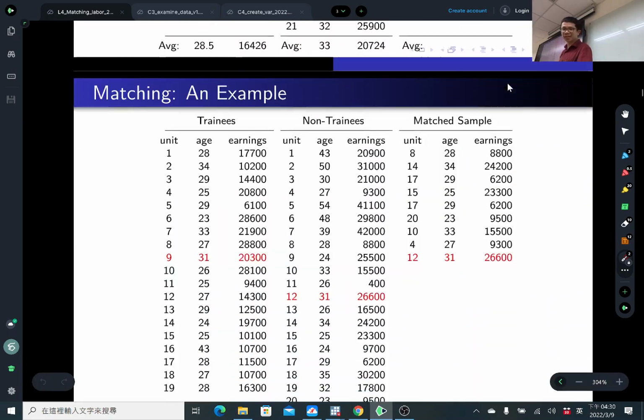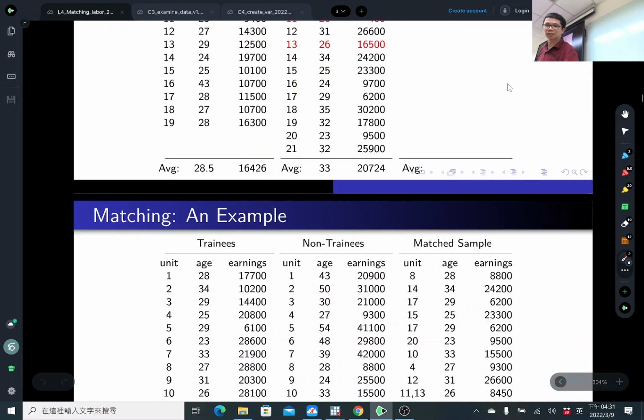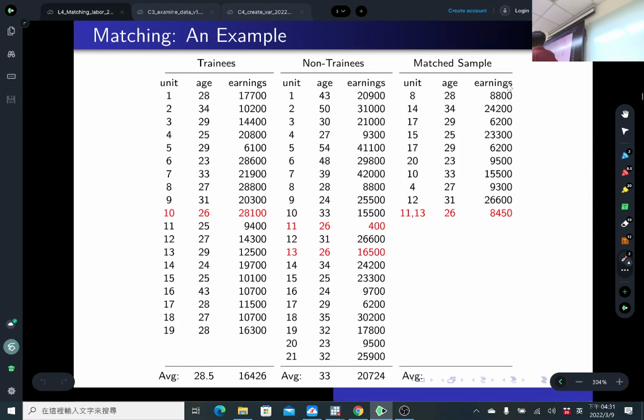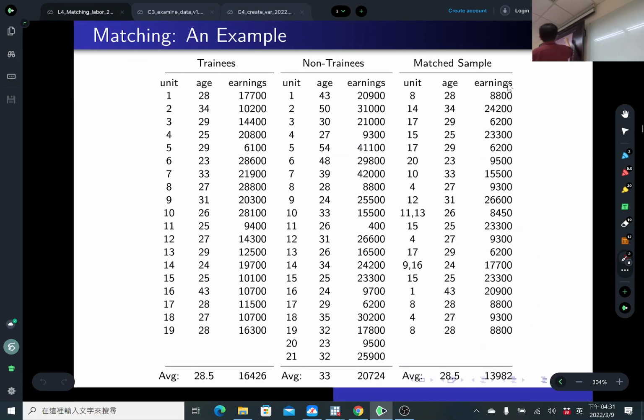Then you do the same process over time, and sometimes you might find there are two guys within the control group who have the same age as the treatment unit. So in that case, you just take the average of their earnings. Okay, sometimes like this. Or three guys, you can take the average over these three people. And doing this, you can construct a more reasonable control group, the matched sample. And this gives you the same average age as the treatment group.